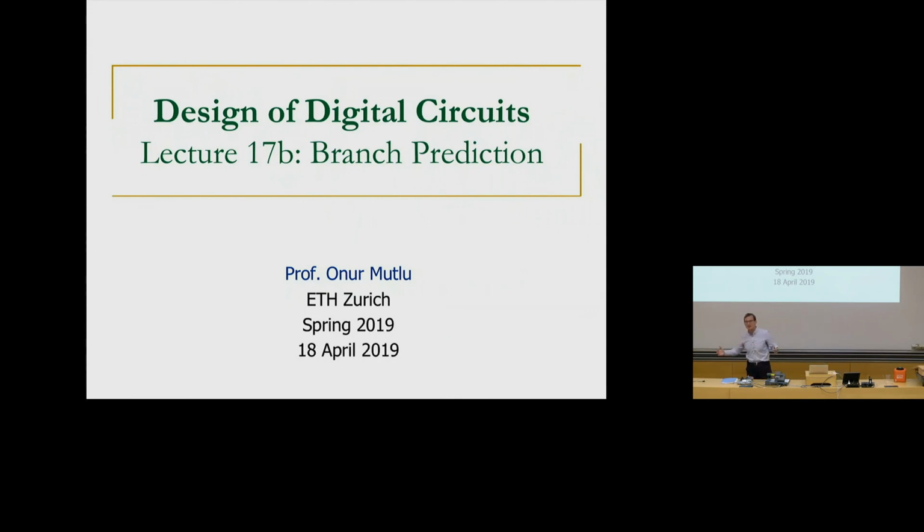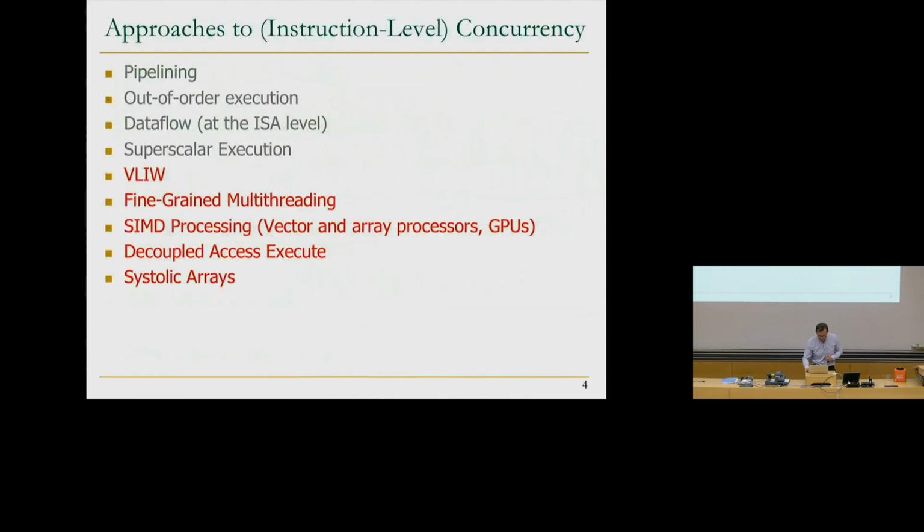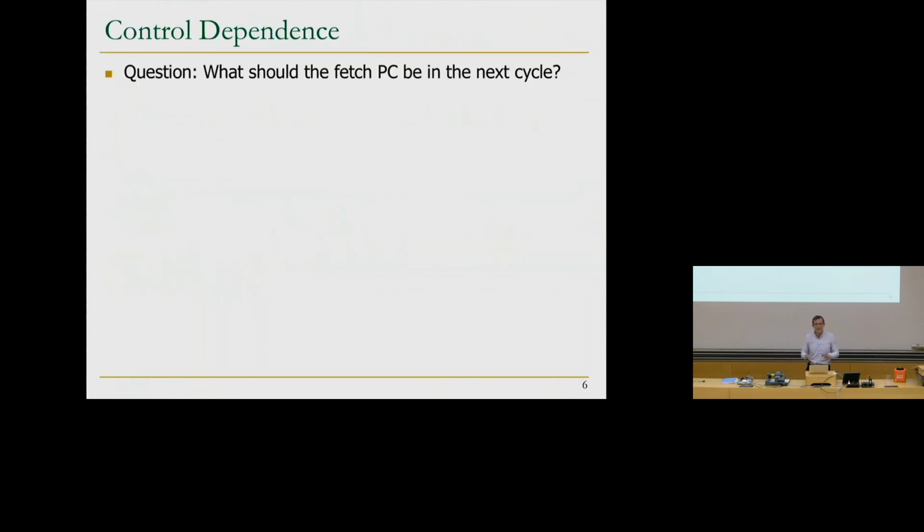If you want to design a pipelined machine, you have to deal with control dependencies. And I'm going to skip this. All of the execution paradigms are actually affected by control dependencies. Doesn't matter what kind of processor you're designing, you really need to deal with the decision-making that goes on, control dependence, somehow. So the key question, on a slide that you've seen before, is: what should the program counter that you're fetching from be in the next cycle?